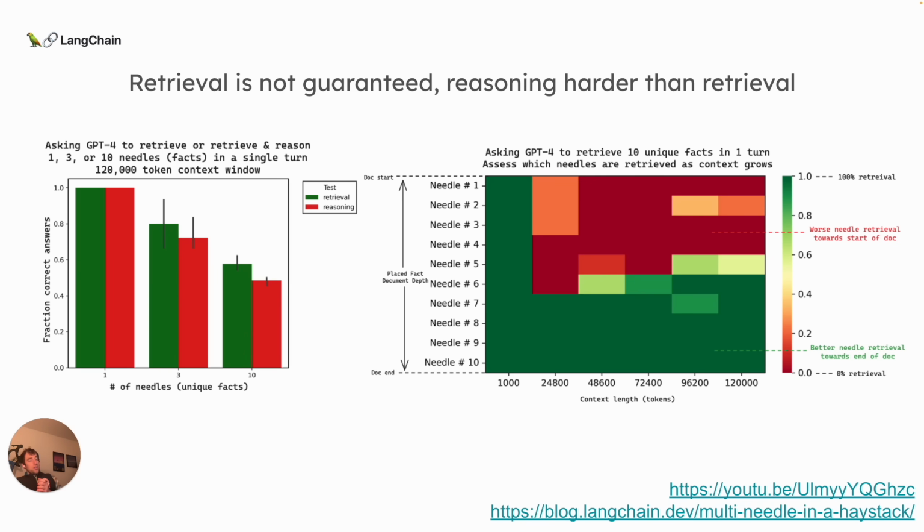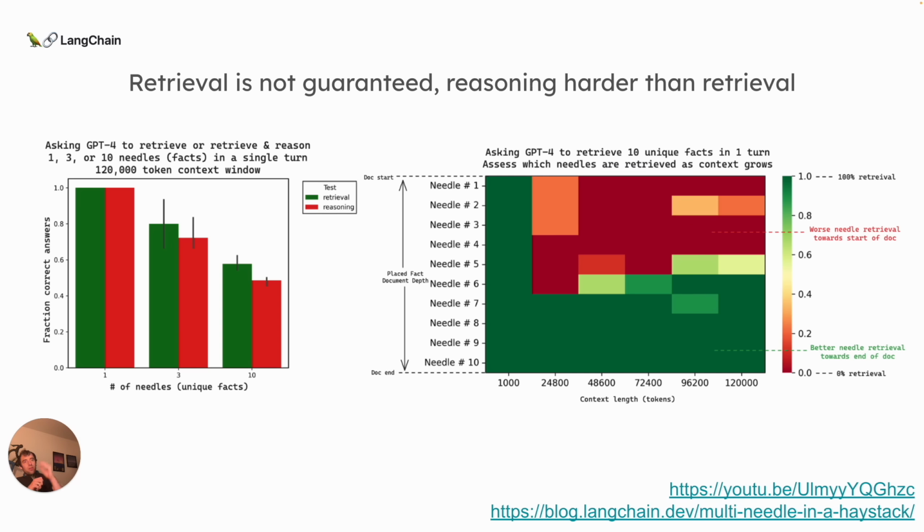So I ran a bunch of analysis on this with GPT-4 and came up with some fun results. You can see on the left here, what this is looking at is different numbers of needles placed in a 120,000 token context window for GPT-4. And I'm asking GPT-4 to retrieve either 1, 3, or 10 needles. Now, I'm also asking it to do reasoning on those needles. That's what you can see in those red bars. So green is just retrieve the ingredients, red is reasoning, and the reasoning challenge here is just return the first letter of each ingredient.